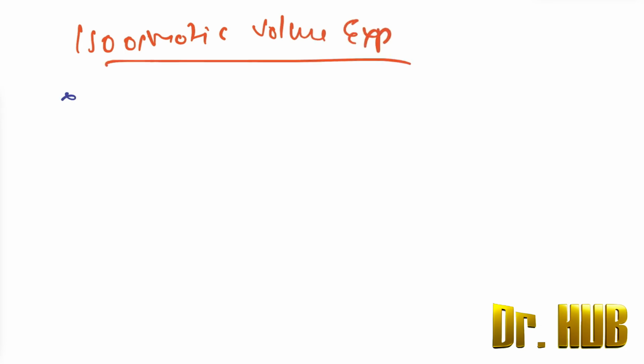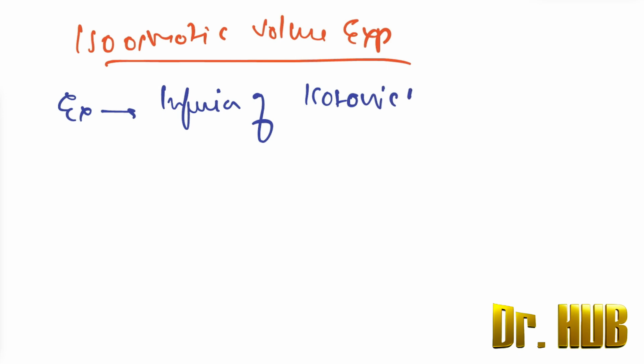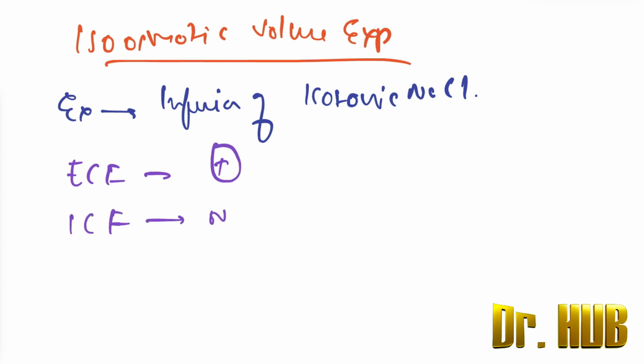Next, we look at the isoosmotic volume expansion. So in terms of the isoosmotic volume expansion, what is the example? The example is the infusion of isotonic NaCl. Then comes the ECF. The ECF volume is increased. Then the ICF, there is no change. And when you look at the osmolarity, there is no change.